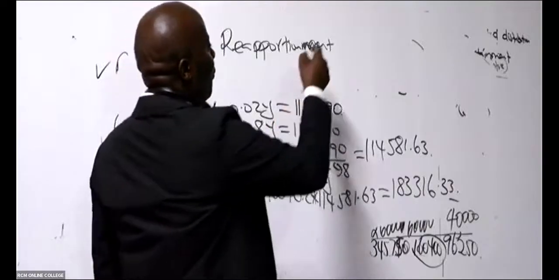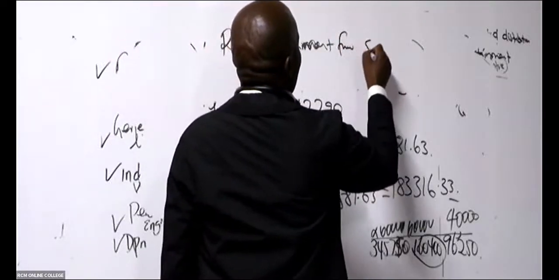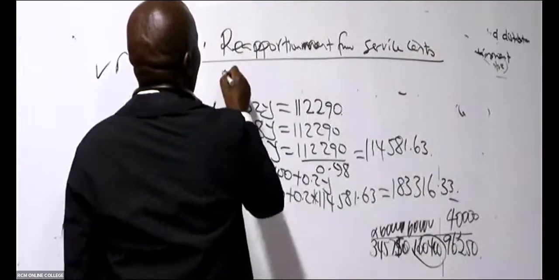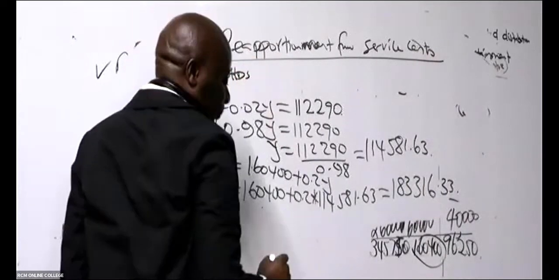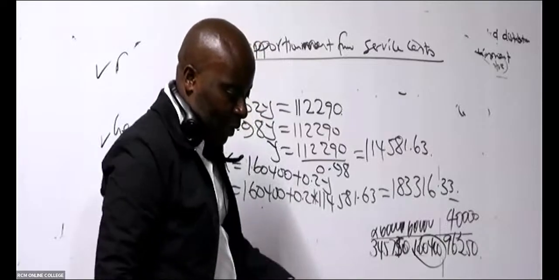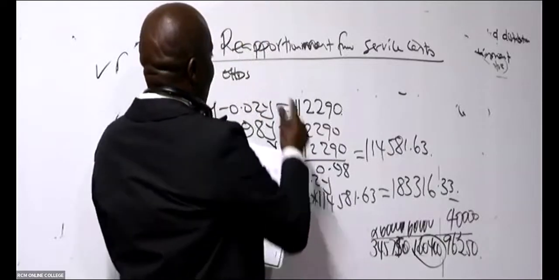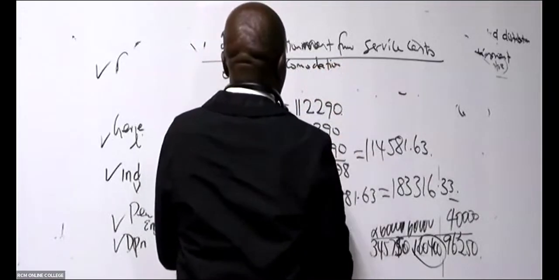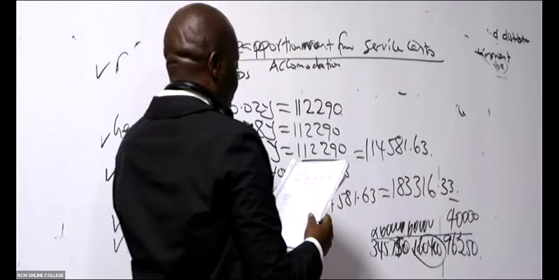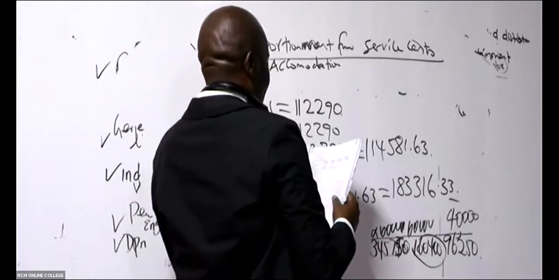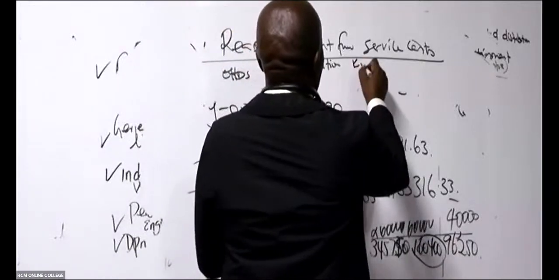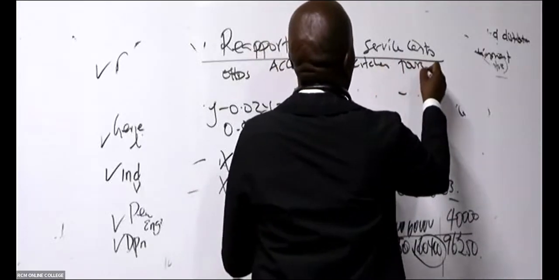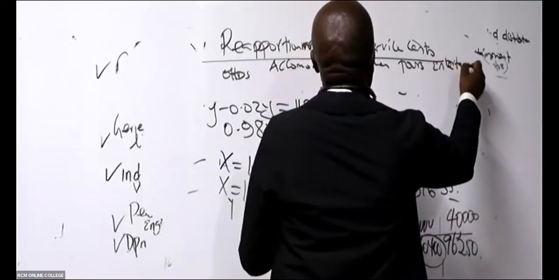So reapportionment from service centers. We have here our allocated overheads. We have accommodation, we have a kitchen, we have tours, we have entertainment.